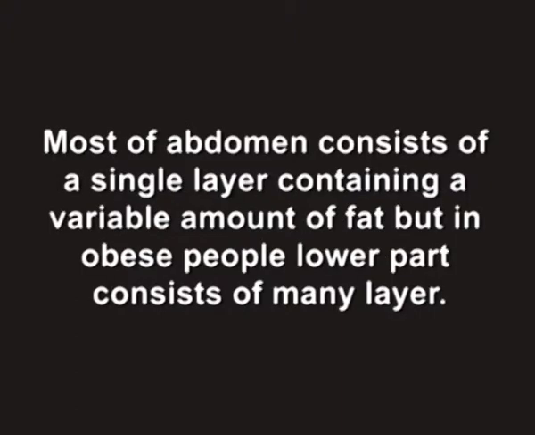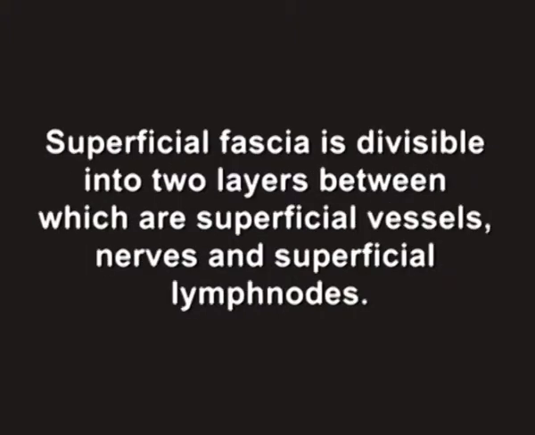Superficial fascia of abdomen. Most of abdomen consists of a single layer containing a variable amount of fat, but in obese people, lower part consists of many layers. Superficial fascia is divisible into two layers, between which are superficial vessels, nerves and superficial lymph nodes.